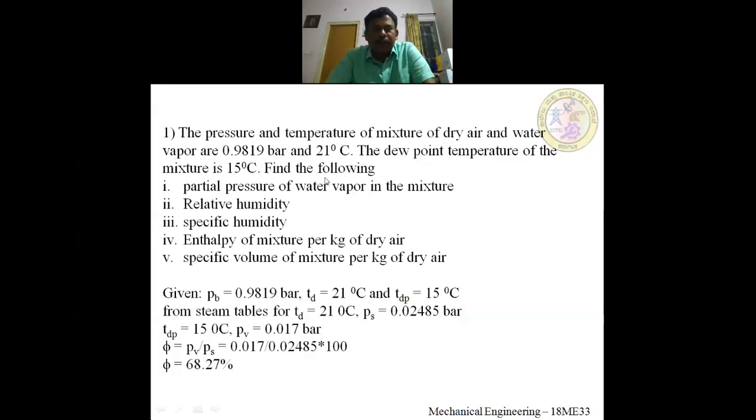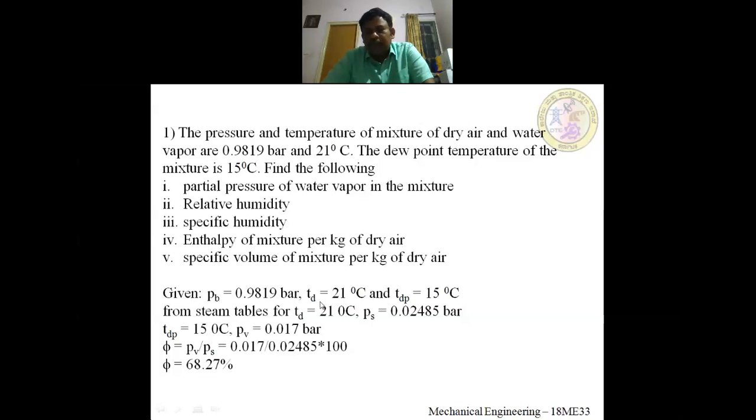First, they have given the pressure and temperature of a mixture of dry air and water vapor. Normal air is a mixture of dry air and water vapor. The barometric pressure they have given is 0.9819 bar.